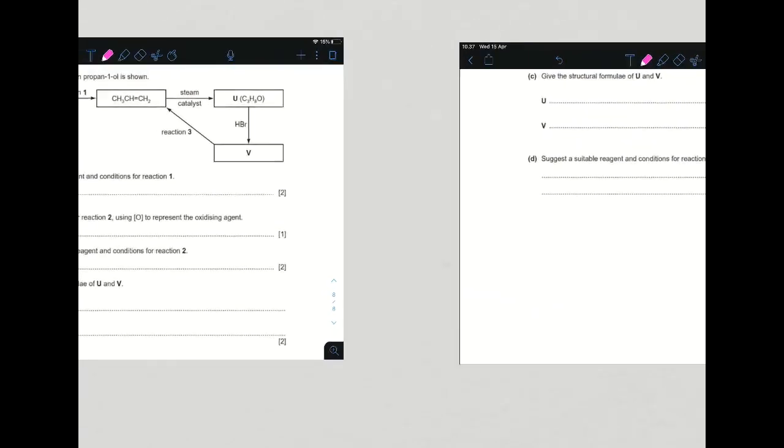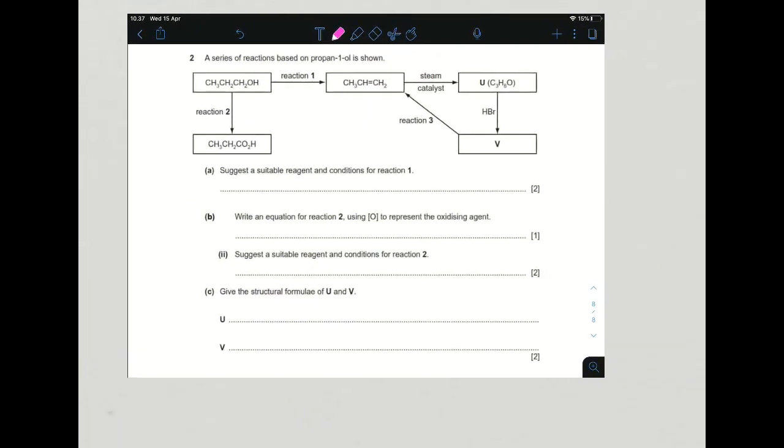Now for this question, we have a series of reactions based on propan-1-ol, and here they put an alcohol, and then this alcohol is changed into alkene. So you have this alkene, and after that when this alkene reacts with steam, you are going to get this product. So basically what's going to happen when you react with steam, with the catalyst, you are going to get CH3 and then CH. The double bond is going to be broken, so you have H.